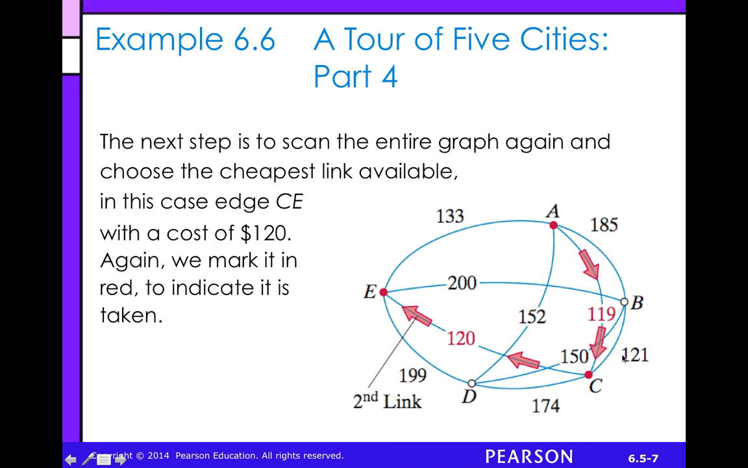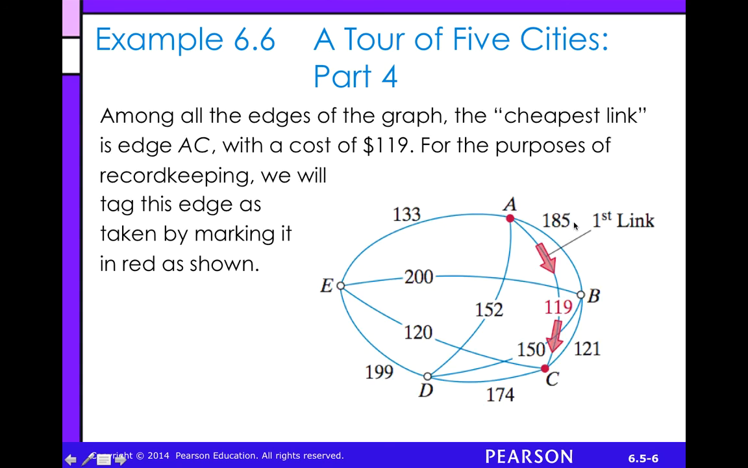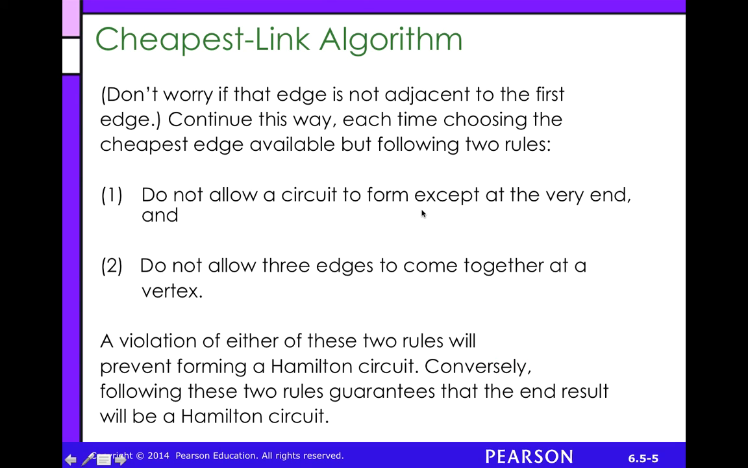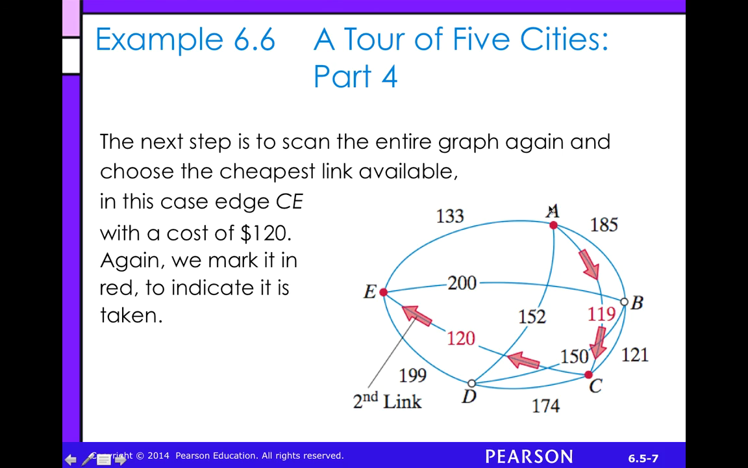What's the next cheapest link? The next cheapest edge is this 133, okay? I'd like to highlight that, but remember, one of the rules is do not allow a circuit to form except at the very end. Well, if I highlight 133 now, I've formed a circuit. A to C, C to E, E back to A. So I can't highlight that yet. I'm not allowed to close the circuit yet. So 133 is also off the table.